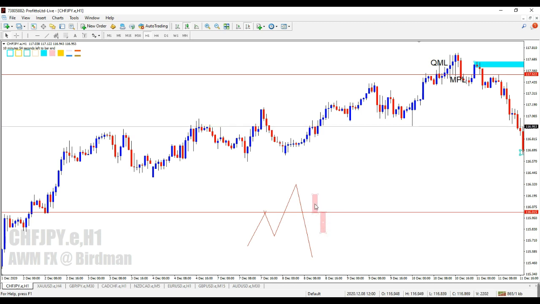Double maru means that the price is going down like this, and then going up, a candlestick, and then there is a shadow going down, and then a shadow going up. This area, you look for it. Is there anything at your QML? That is the only place if I trade without using the MPL. That is the only kind of setup.